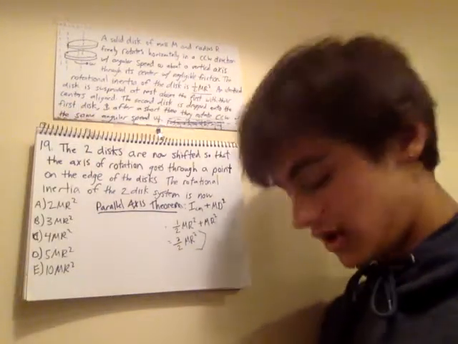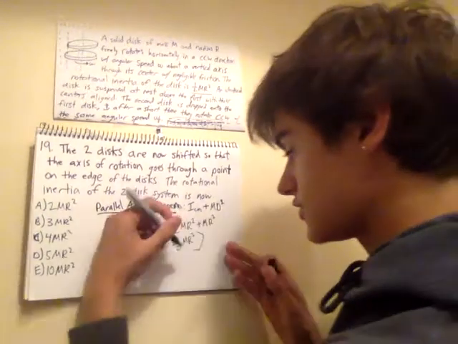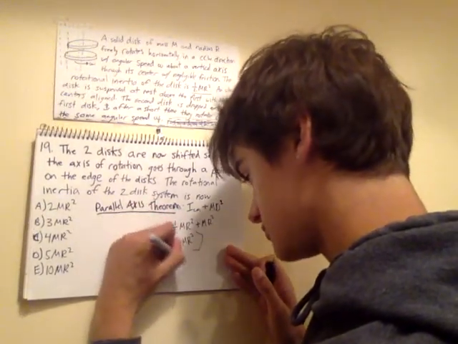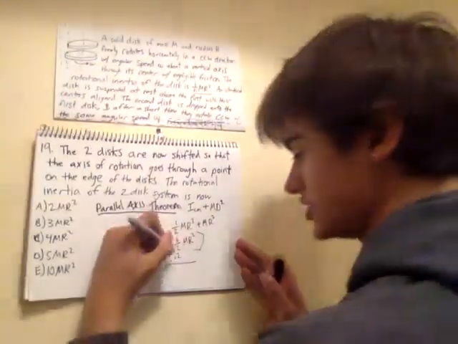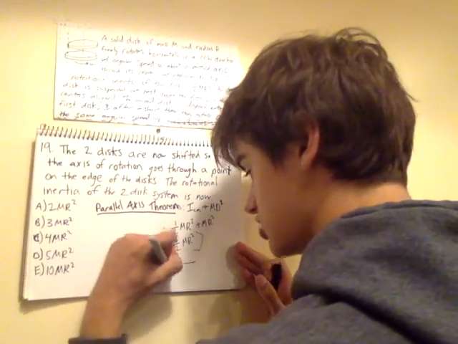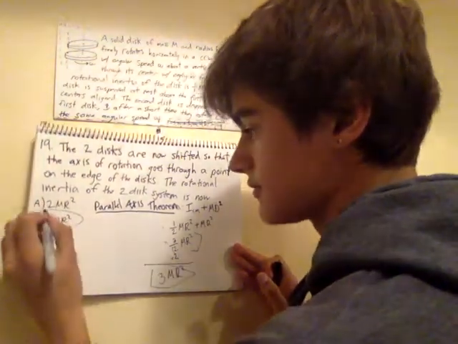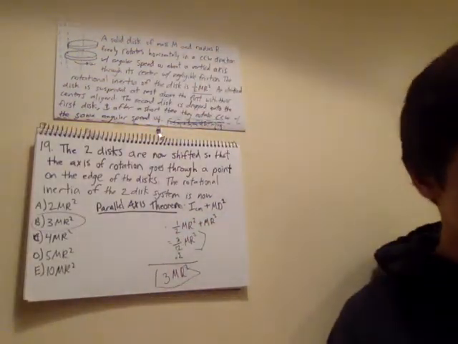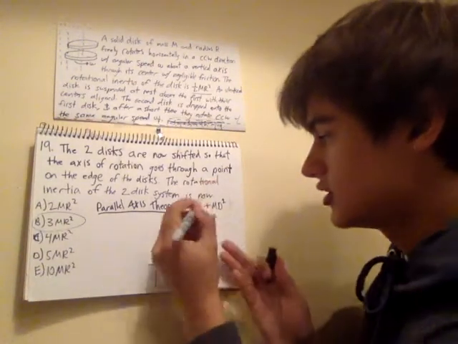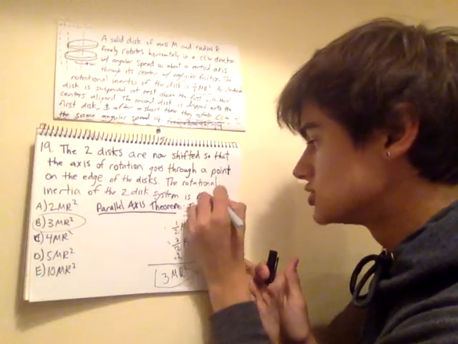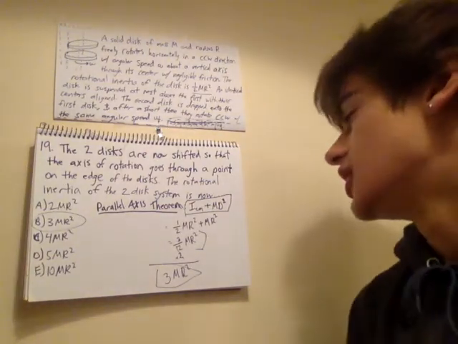So now we're going to multiply this by 2, add another disk. It's the same thing, but we're going to multiply this by 2 now to get what we want for the two disks that are in place. So you just cancel out. It's 3 mr squared. And that's our answer, B. So again, if you know the parallel axis theorem, which you should memorize, this is important right here, then this problem is easy peasy lemon squeezy.